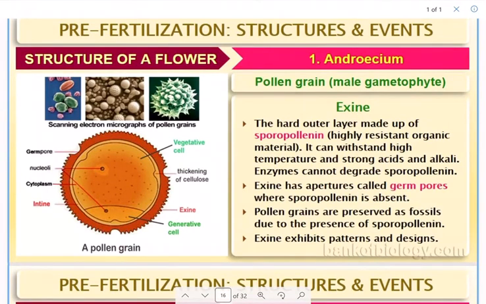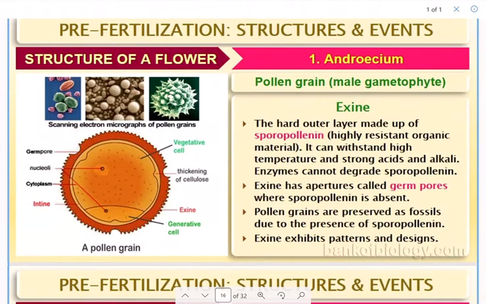And what is the structure, what is the importance of exine? Exine is the hard outer layer. It is made up of sporopollenin. Again, you must remember this. This is a special chemical present in the exine, and it is a highly resistant organic material. So pollen grain can withstand high temperatures, strong acids and alkaline substances. Enzymes cannot degrade sporopollenin. That is the significance of sporopollenin.